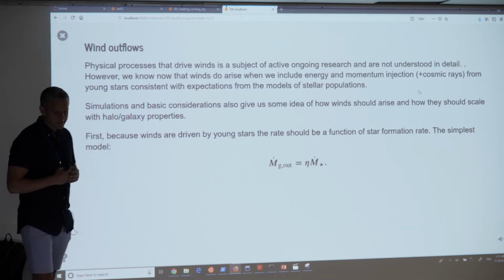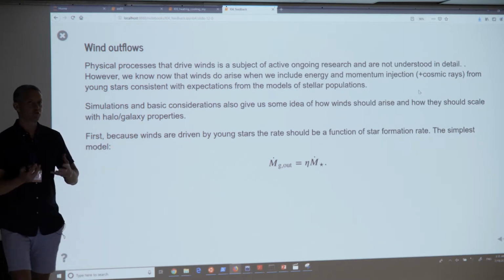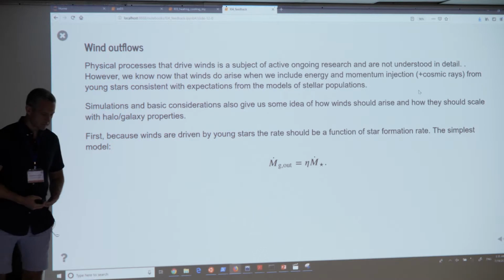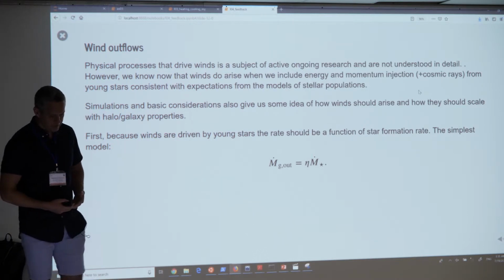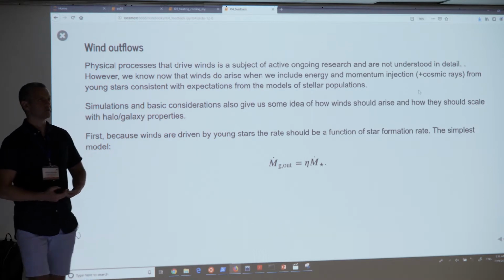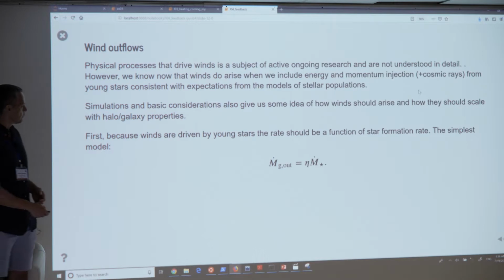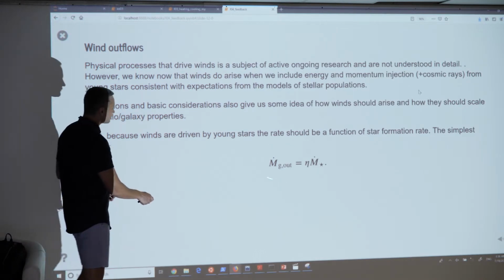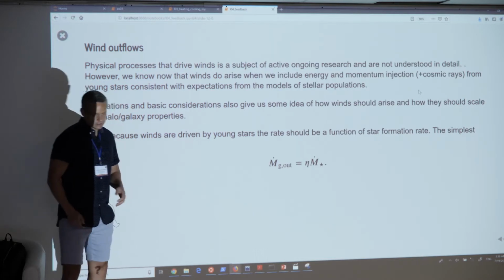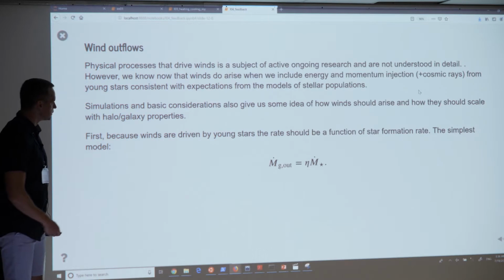So how can we model it? First of all, because the process is related to the star formation rate, the rate at which young massive stars are formed, the outflow rate of gas has to depend on the rate at which young massive stars are born. So the outflow rate of gas from the galaxy in the wind should be a function of star formation rate. The simplest model is just a linear relation.